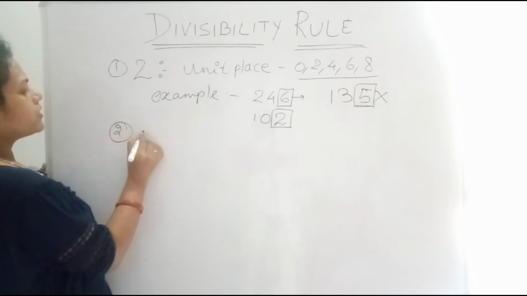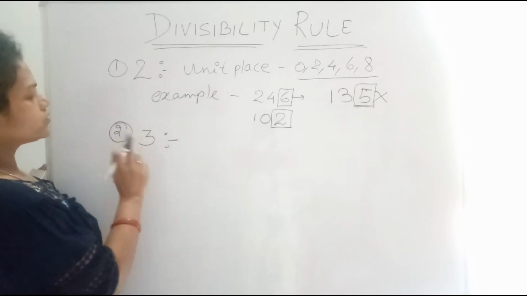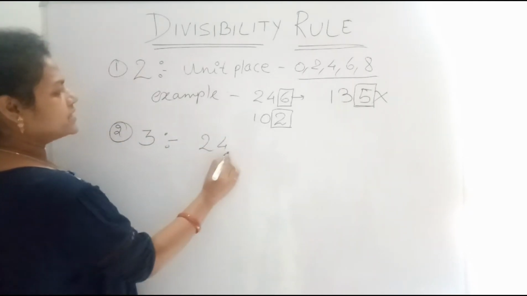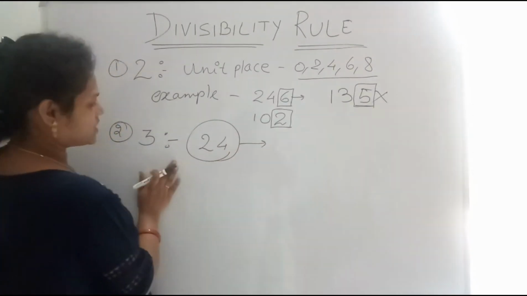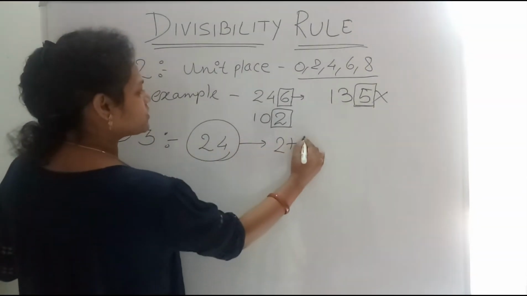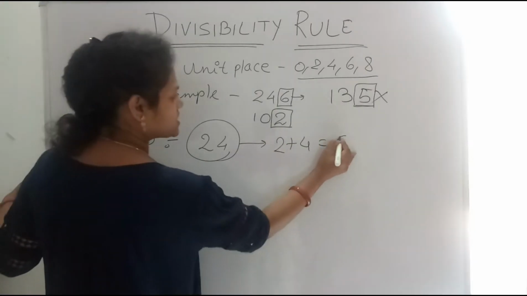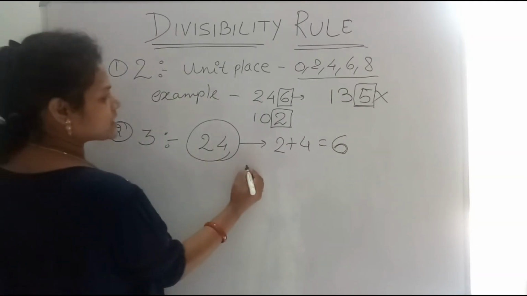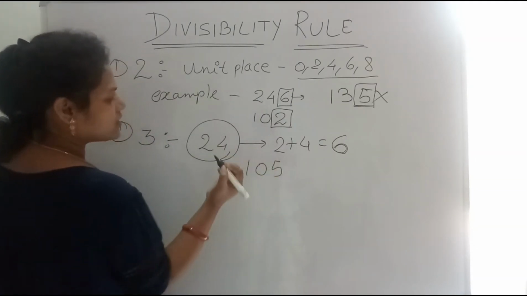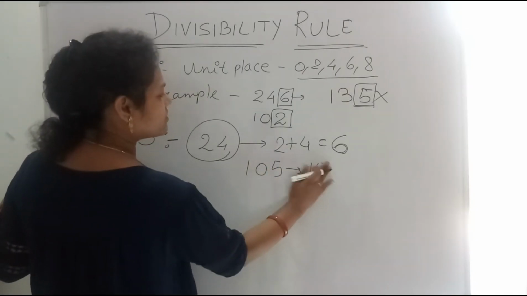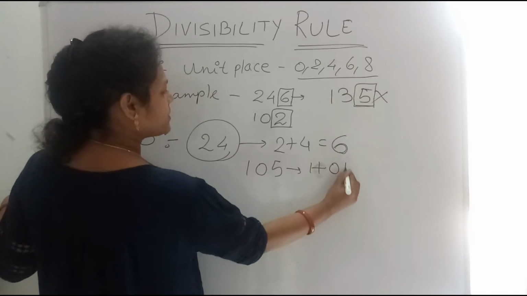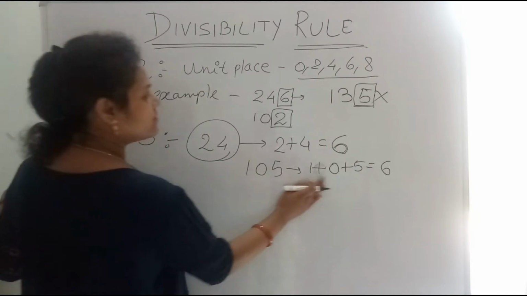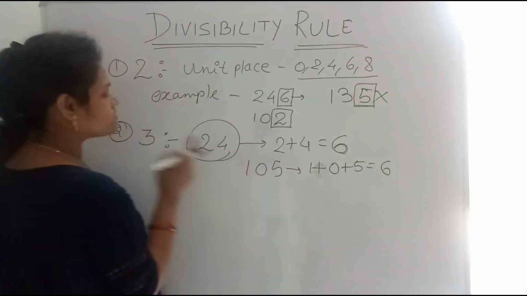We will see for 3. What is the rule for 3? Whatever the digits are, suppose 2, 4, their sum should be a multiple of 3. How? See, 2 plus 4. How much? 6. So 6 is a multiple of 3, right? If suppose I take the example 105. Again when you add the digits 1 plus 0 plus 5, what do you get? You get 6, and this 6 is a multiple of 3.